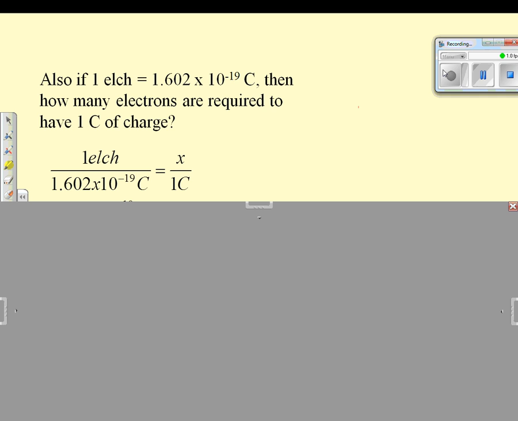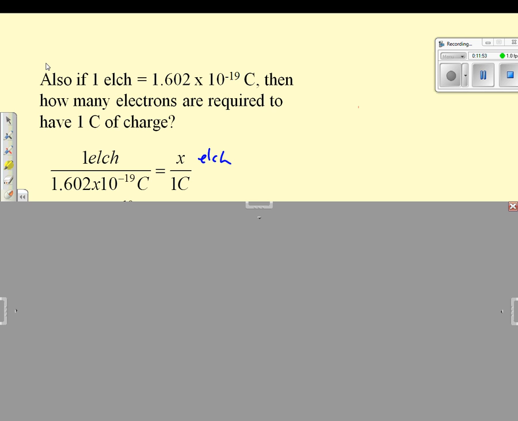You would say that 1 elementary charge is equivalent to 1.602 times 10 to the minus 19 coulombs. So x elementary charges is equivalent to 1 coulomb. Why 1 coulomb? Because that's what it said. How many electrons? I'm looking for how many elementary charges in a coulomb. How do you solve a system like that?